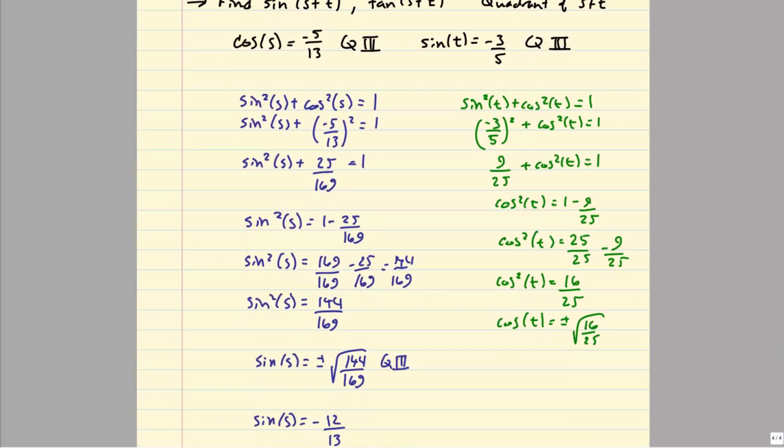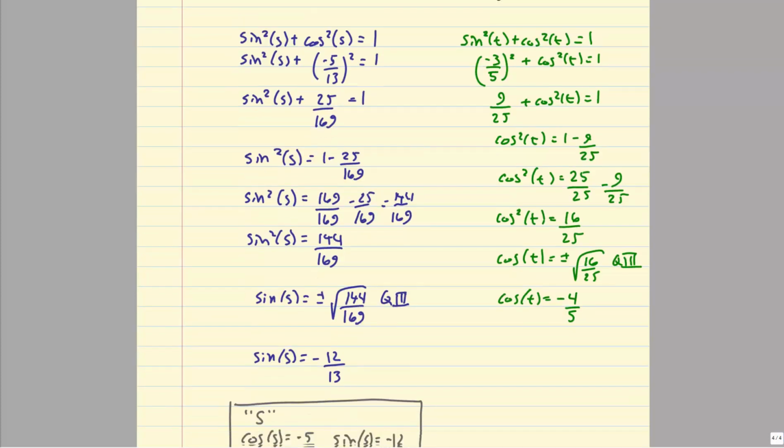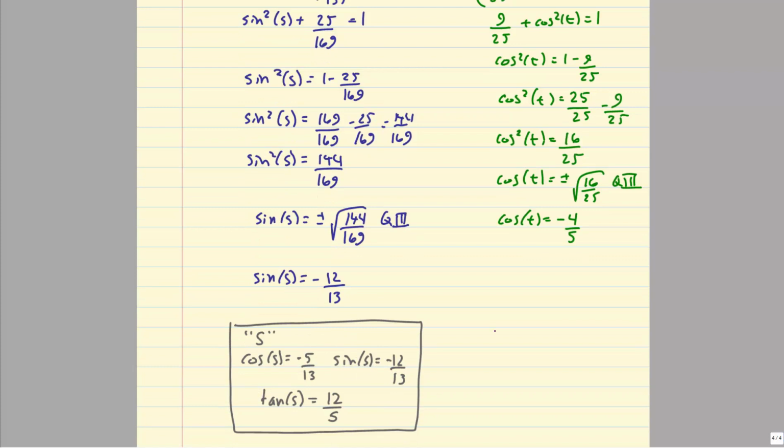Now something to keep in mind here, I know I'm in quadrant 3 as well. So that means cosine is negative. Square root of 16 is 4, square root of 25 is 5. So that's negative 4/5. So I have a lot of information here that I can summarize. So for t, I know that the cosine of t is a negative 4/5. I know the sine of t, and that was given to me. The sine of t was negative 3/5.